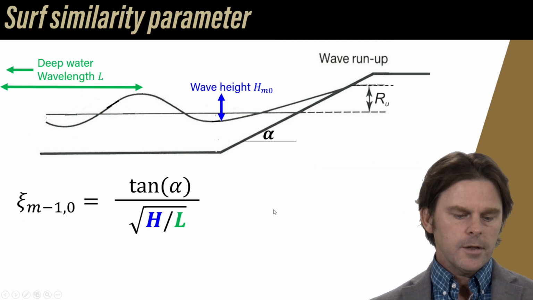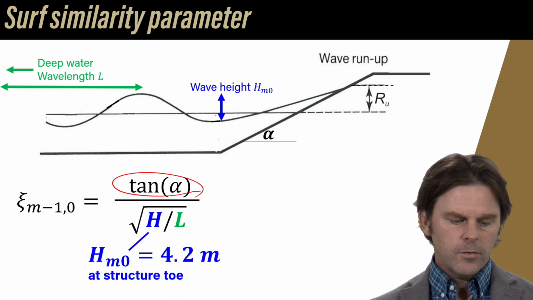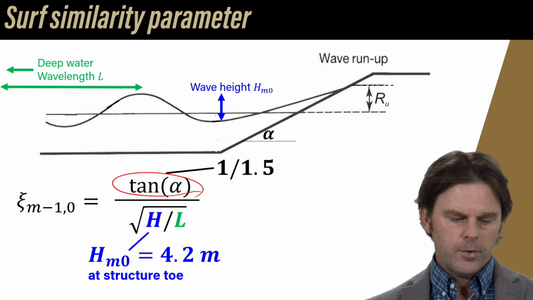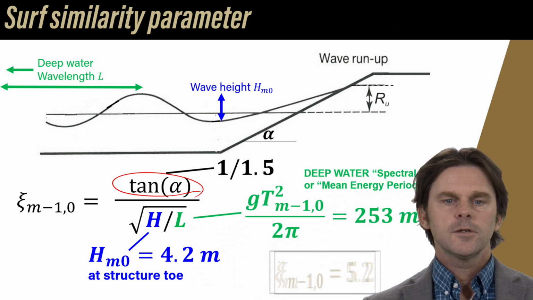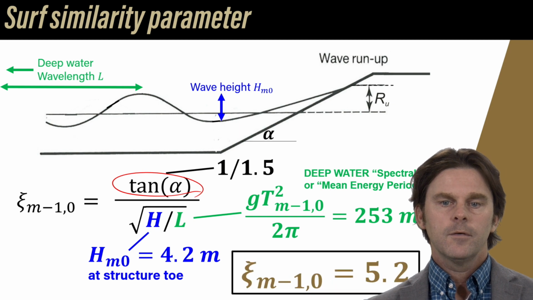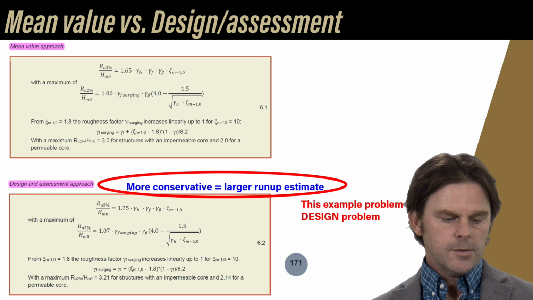Anyway, if we do the calculations, we get the structure slope is 1 over 1.5. The wave height is 4.2. Deep water wavelength for the spectral period is 253 meters. We get a surf similarity parameter of 5.2. Now we go to the formulas or the graph.